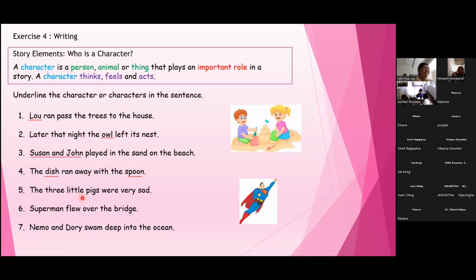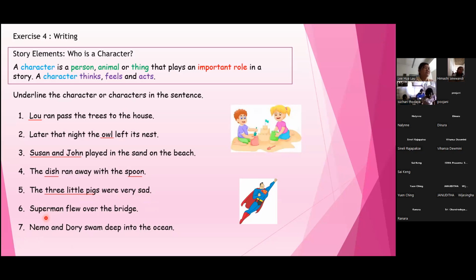Very sad. Okay. The 3 little pigs were very sad. All right. Who are the characters and how did they feel? The characters are pigs. They feel sad. Very good. Oh, okay, sad. Yeah, there's supposed to be a line here. Sad. Okay.